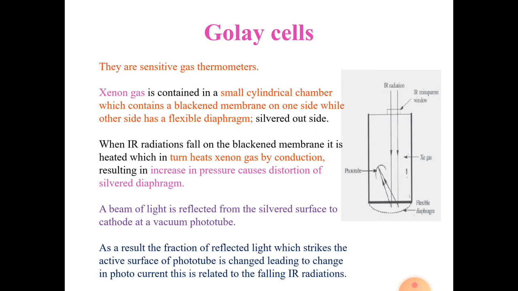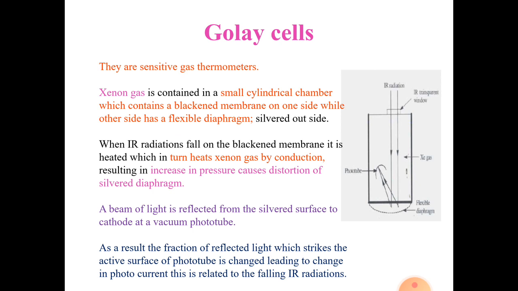The next one is the Golay cell. This is a sensitive gas thermometer. Here xenon gas is contained in a small cylindrical chamber which has a blackened membrane on one side, while the other side has a flexible diaphragm. When IR radiation falls on the blackened membrane, it is absorbed.